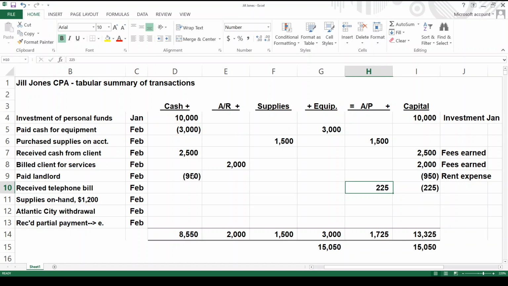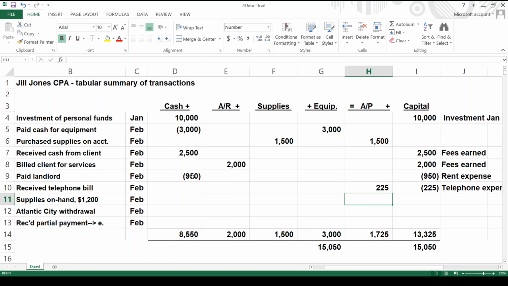That's the cost of doing business. How about telephone expense? There you go. All right. You use the phone, you got billed, you have the expense. You also owe the money, in this case to Verizon. Okay.